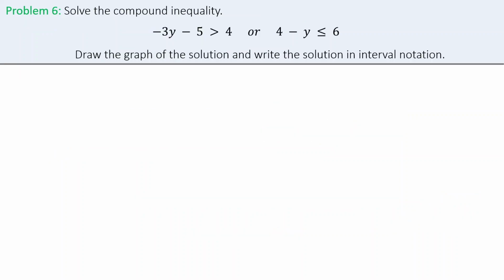In this problem, there is a compound inequality. You need to solve this compound inequality and draw the graph of the solution and write the solution in interval notation.